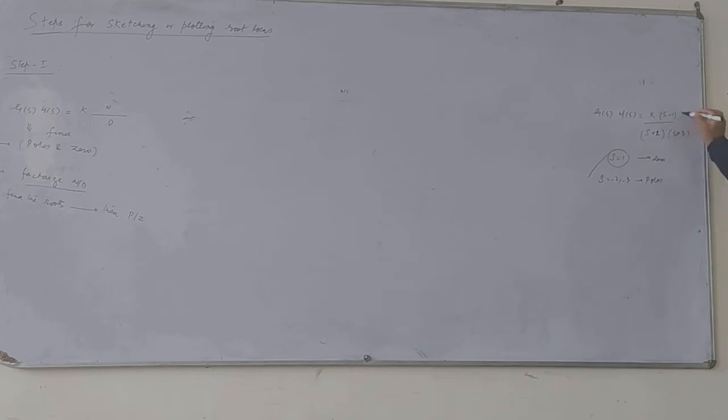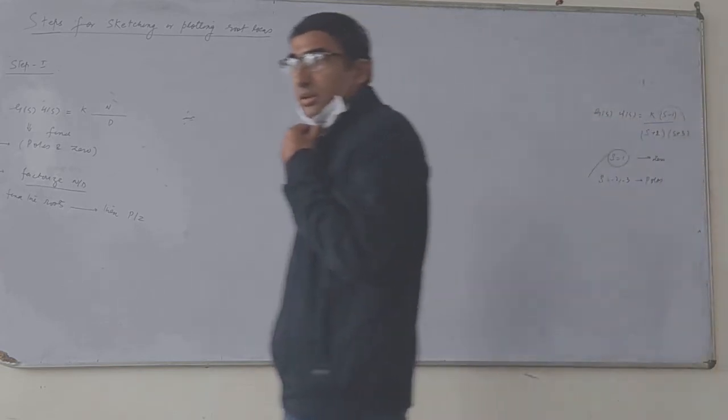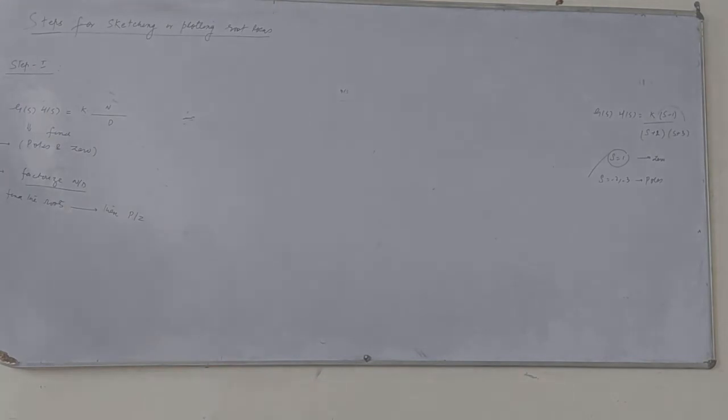But sometimes this can be an equation of second order or third order. Then you have to factorize those and find the roots, and from those roots you find the poles and zeros. So that's step number one.